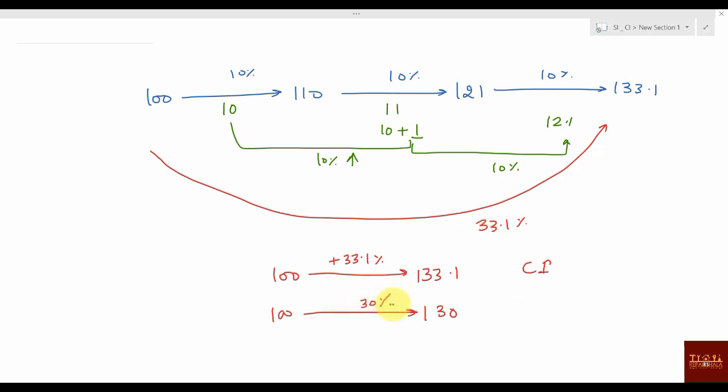So 30%. What is the difference? 3.1%. So CI minus SI for 3 years is 3.1%. You don't have to worry about that. Now let's see some questions so that you can understand the things properly.